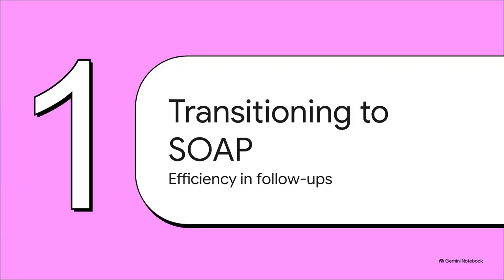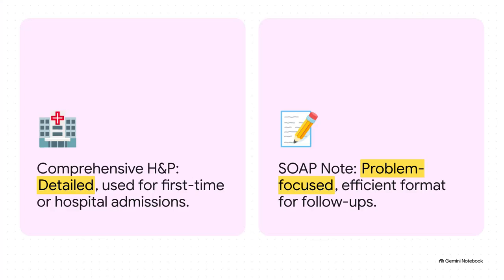All right, let's dive into Section 1, transitioning to SOAP notes, and looking at efficiency and follow-ups. So when a patient is first admitted to the hospital or seen for the very first time, we have to do a comprehensive history and physical, the H&P. And as you know, it's incredibly detailed and really lengthy.